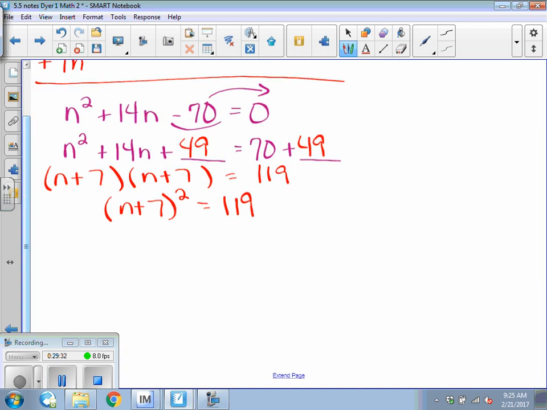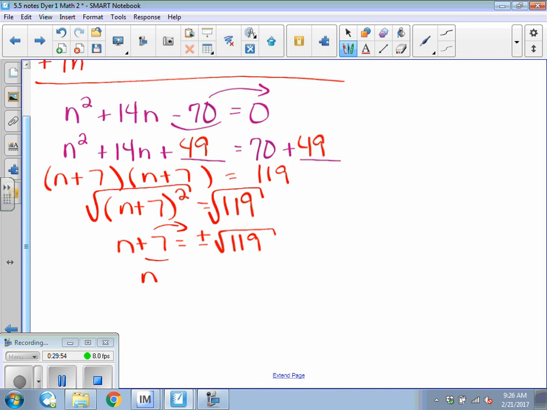Then we would take the square root of both sides. So n plus 7 equals plus or minus the square root of 119, and that can't be simplified. So the only thing we have left to do is take the plus 7 and throw it on the other side, and it becomes negative 7, right? Okay? So n equals -7 plus or minus the square root of 119. Now, you may have it written -7 plus the square root of 119 and -7 minus the square root of 119. Perfect.